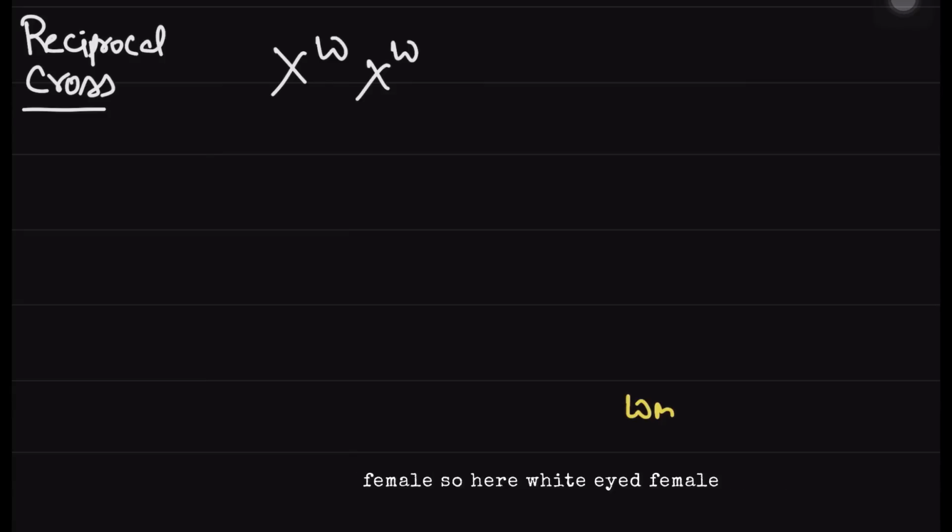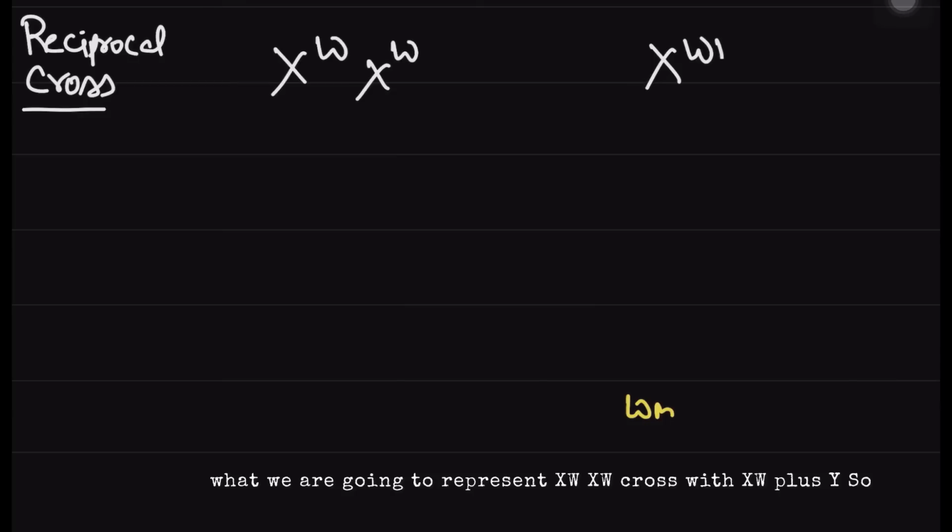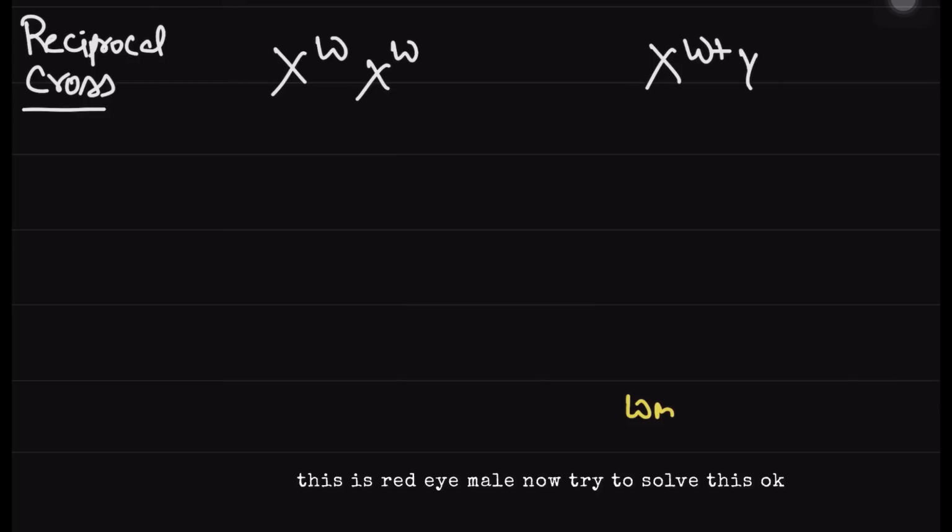So here, for a white-eyed female, both of the X chromosomes carry the mutant white eye gene. So here what we are going to represent is XW XW crossed with XW+ Y. So this is a red-eyed male. Now try to solve this.